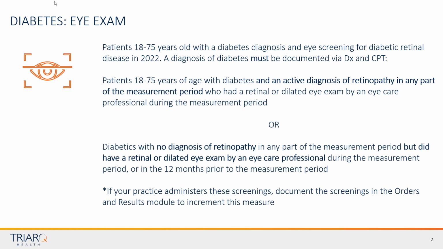Or, your second option, diabetics with no diagnosis of retinopathy in any part of the measurement period, but did have a retinal or dilated eye exam by an eye care professional during the measurement period or in the 12 months prior. Quick note, if your practice administers these screenings, please document this in your orders and results module per your office workflow.